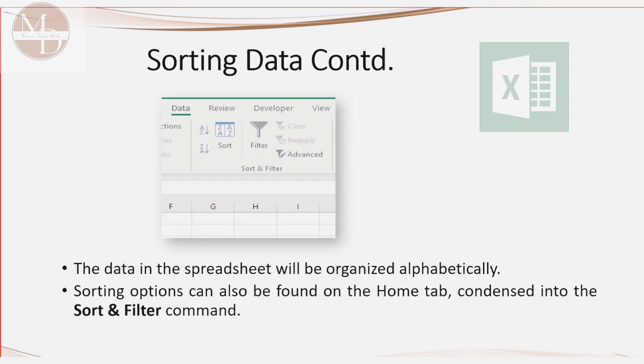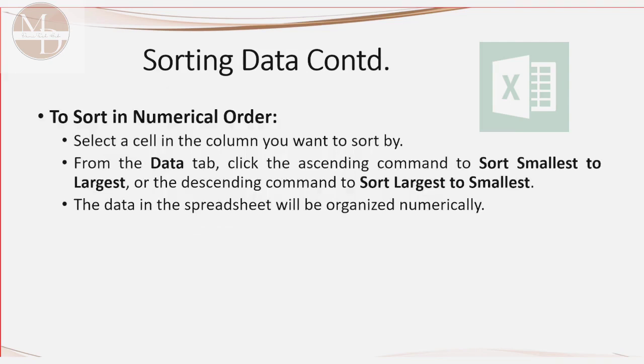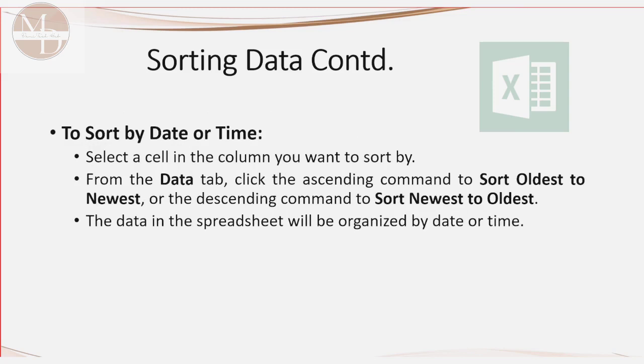The data in the spreadsheet will be organized alphabetically. Sorting options can also be found on the home tab, condensed into the sort and filter command. To sort numerically, select a cell in the column you want to sort by. From the data tab, click the ascending command to sort from smallest to largest, or the descending command to sort from largest to smallest. The data in the spreadsheet will be organized numerically. Then there is sorting by date and time.